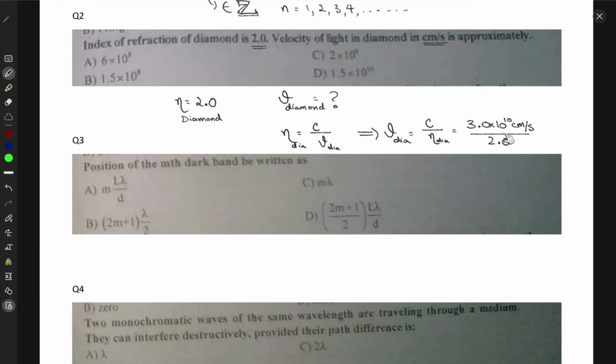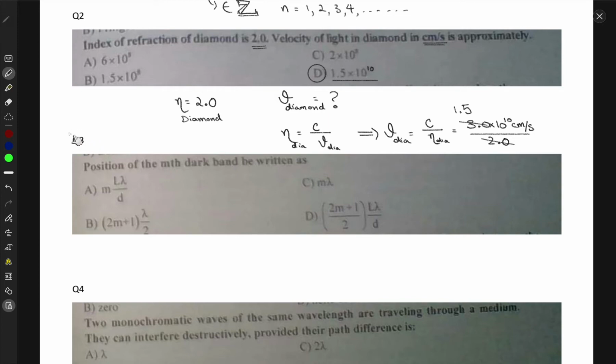So now we'll just do the math. So we know that this would give me 1.5, right? If I divide 3 by 2, I get 1.5, and into 10 raised to power 10 centimeters per second. So that's the correct option in centimeters per second, which is this one. So this is option D.